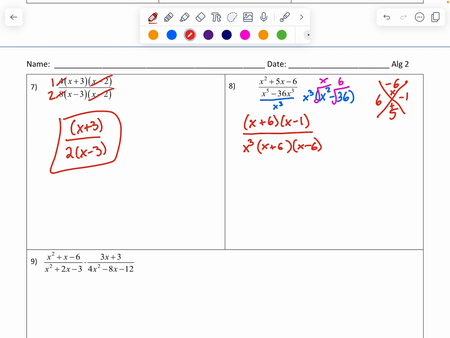We are going to use difference of squares a lot, so it's really important that you guys look for that. So my x plus 6 is simplified, so I'm left with an x minus 1 over x cubed, x minus 6.